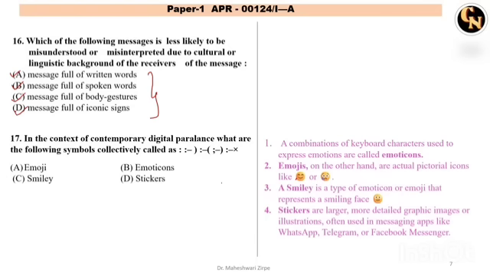A smile is nothing but, the C option, a smiling face. It may be an emoticon, or it may be an emoji. Then stickers are basically larger graphic images. Nowadays we all know the difference between these four, correct? So here, option B is the correct option, that emoticons are collective symbols, whatever they are shown here.